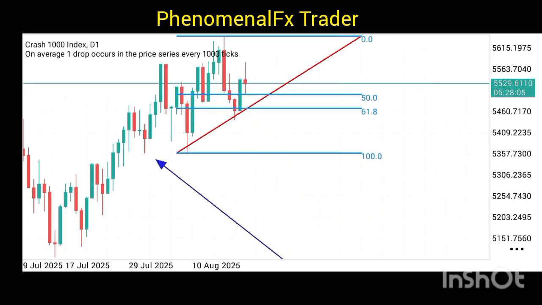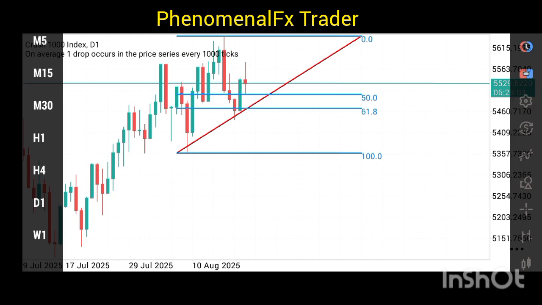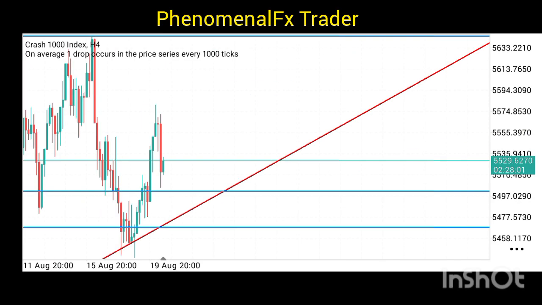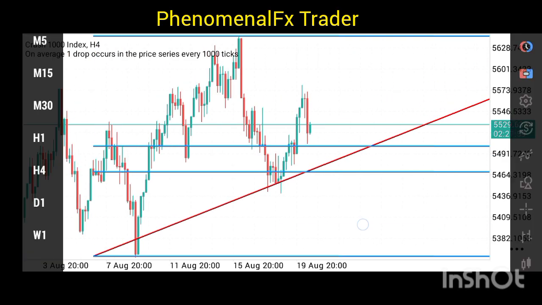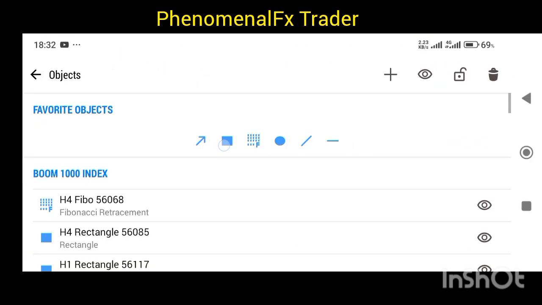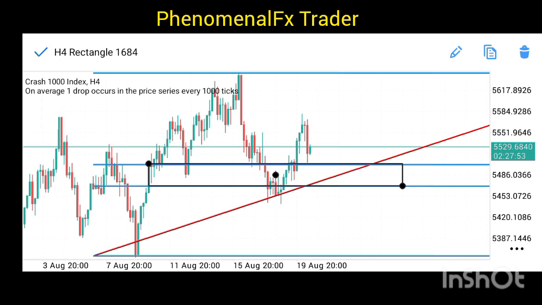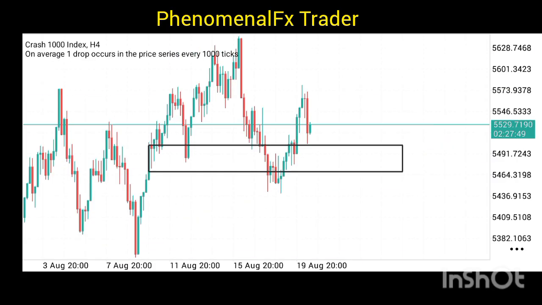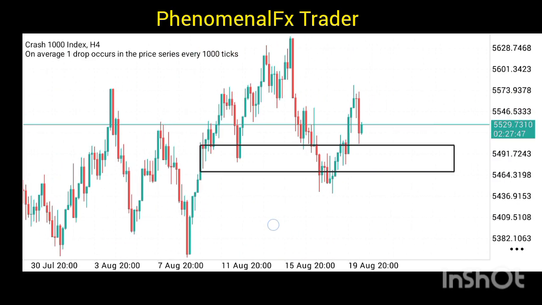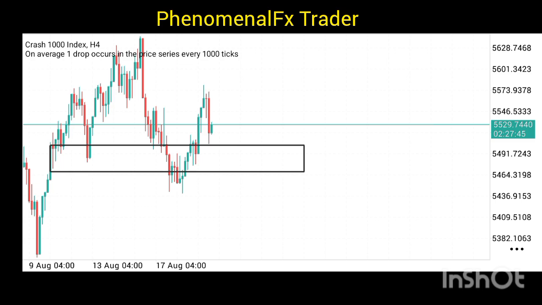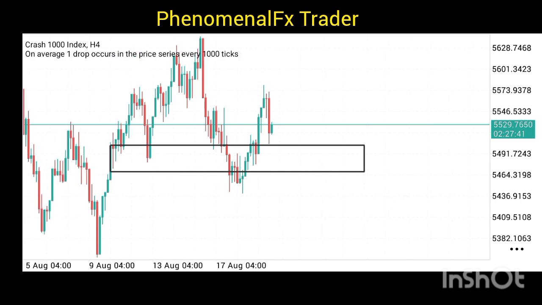Then I went to my 4-hourly time frame. On the 4-hourly time frame, I spotted this, and let me mark the zone already with this Fibonacci tool. This is the zone. All right, let me remove the Fibonacci tool. You can see that's the zone the market was in, and I spotted that the market was also consolidating on this zone.